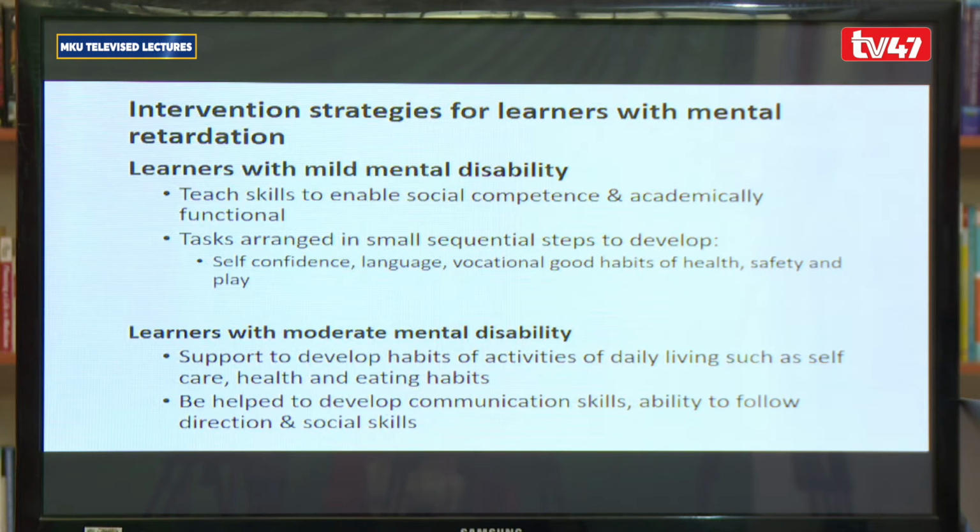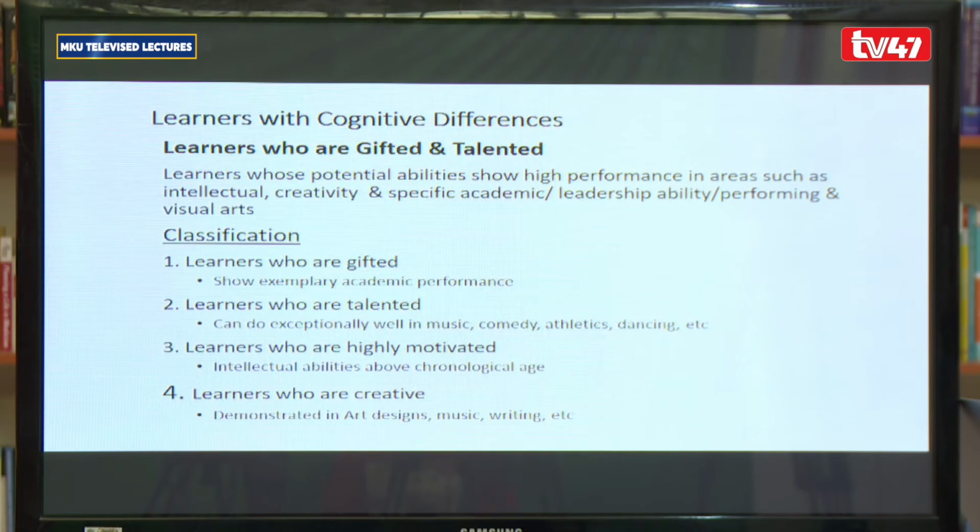And then learners with moderate mental disability, we can support them to develop habits of activities of daily living, just as I said. These are simple things: how to feed themselves, how to care for themselves, and also maybe develop some little communication skills, even if it will not be really verbal. At least they are communicating when they want something.